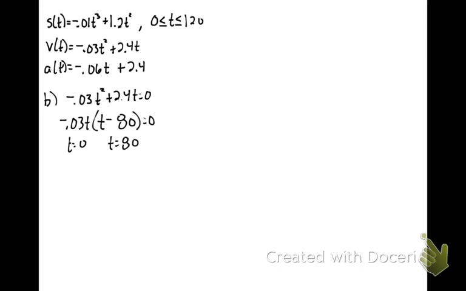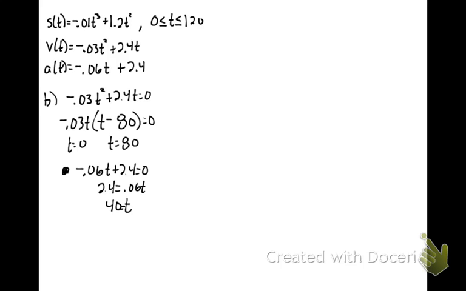When is Paul speeding up and slowing down? Well, we need to consider some things about acceleration here, so let's find when acceleration equals 0. So when does negative 0.06 t plus 2.4 equal 0? Well, this will happen when these two are equal, which is at 40 seconds.